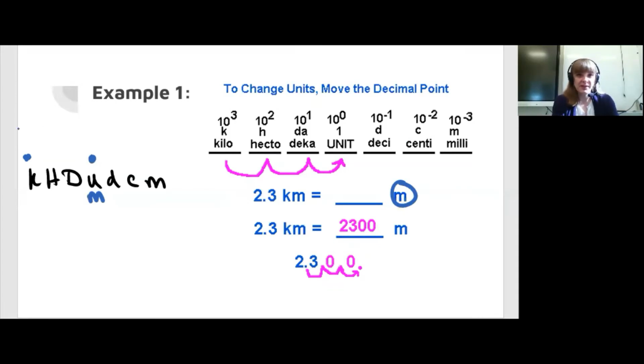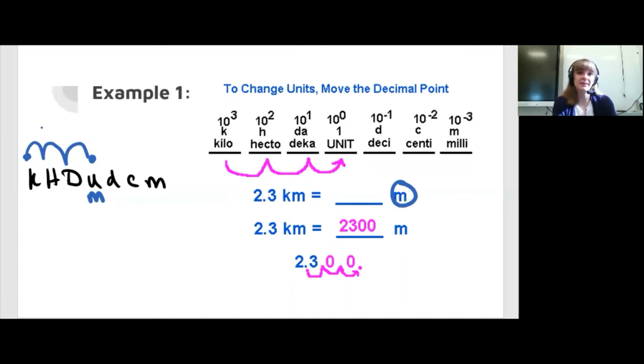The way I'm going to do that is first count how many jumps I need to go from the K to the U. One jump is from K to H, then H to D, and then D to U. So those are my 3 jumps.